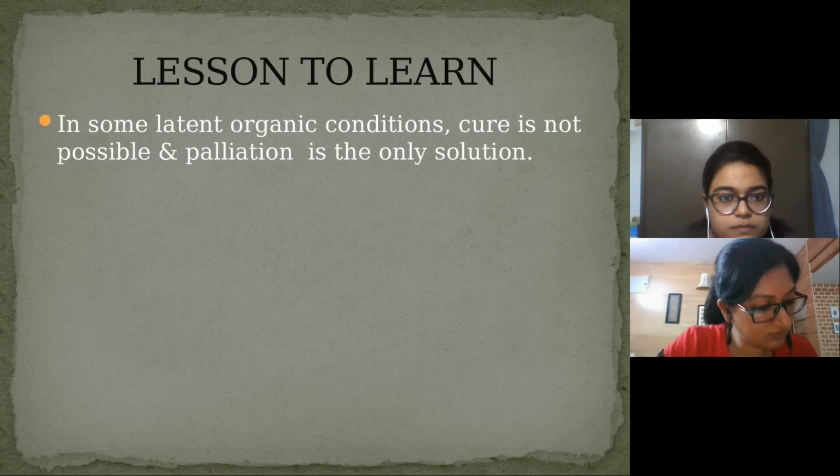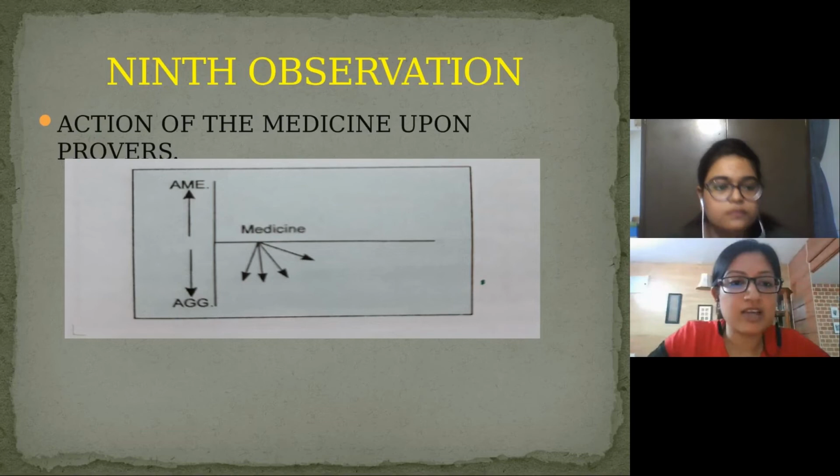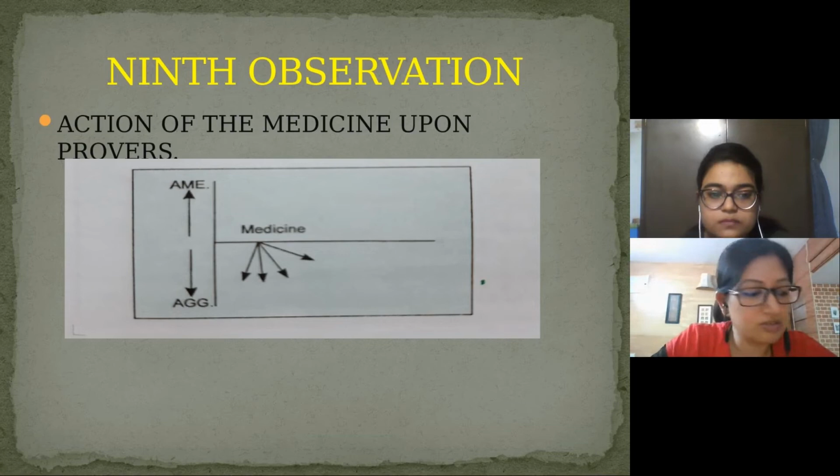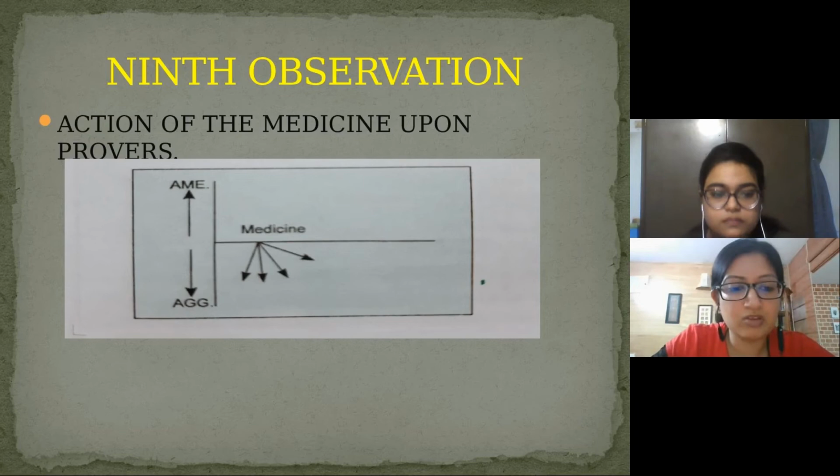Ninth observation is action of the remedy of the medicine upon provers. Okay, so it's nothing. You just have to understand the action of the medicine upon the provers. What is the interpretation? Healthy provers are always benefited by provings if they are properly conducted. So the number one condition for a prover should be that they are healthy. They should not have any other disease or any other derangement in their body. So they are benefited by the proving if they are properly conducted. If it's their constitutional remedy, they will definitely have some benefit from it.